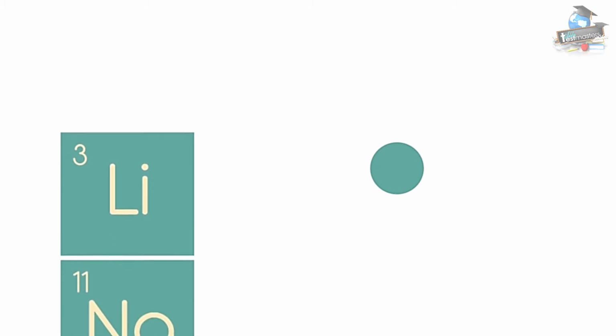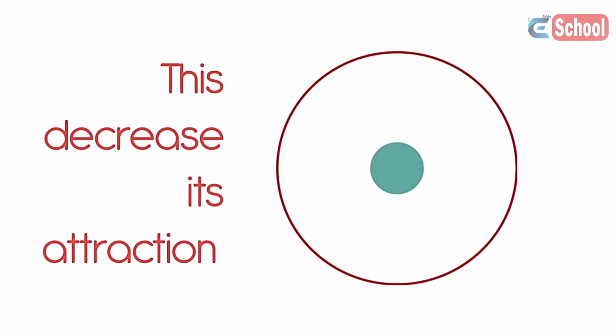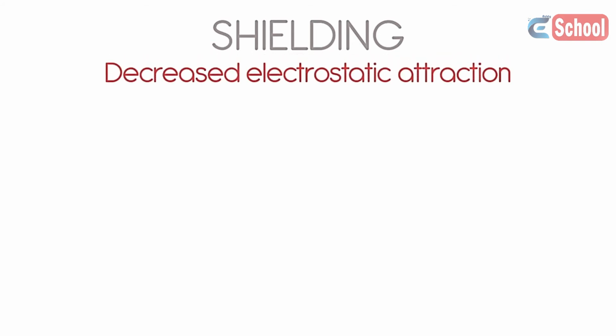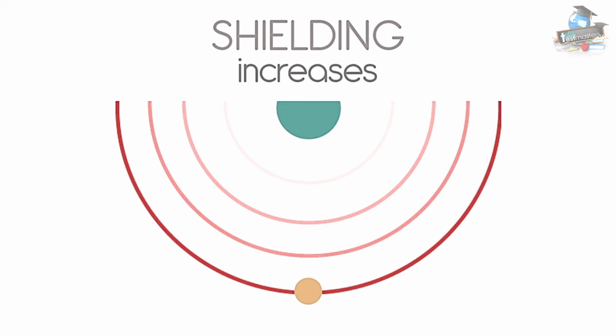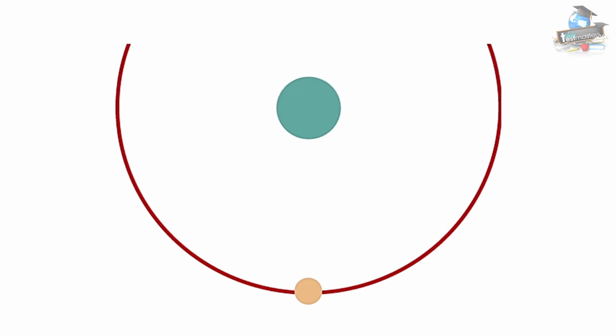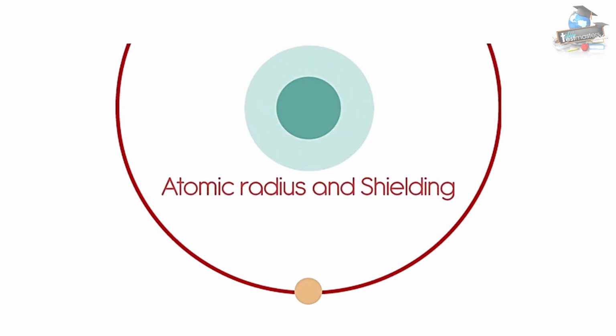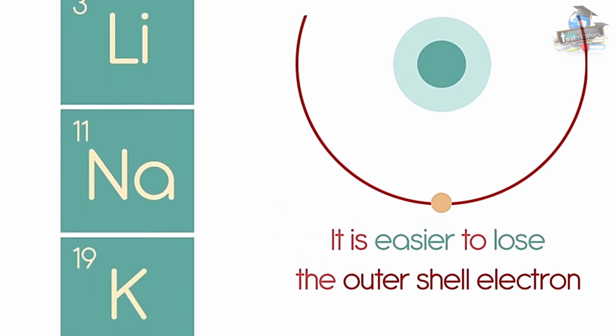Moving down the group, the outer shell electron becomes further from the nucleus. This decreases its attraction. Shielding is defined as the decreased electrostatic attraction between the nucleus and the outermost electrons due to the presence of additional electron shells. As shielding increases, this again decreases the attraction for the outer shell electron. Although nuclear charge increases, the atomic radius and shielding, as mentioned, outweigh this increase, so moving down the group, it is easier to lose the outer shell electron.